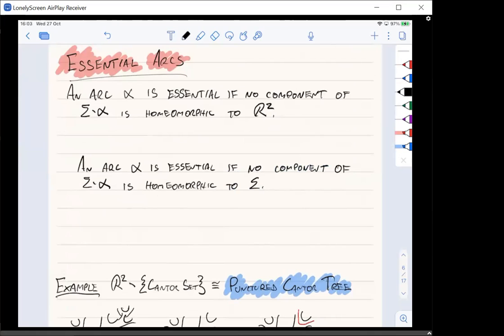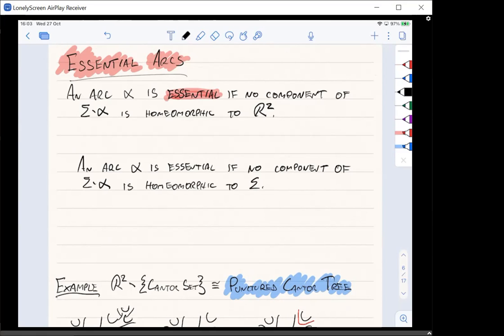An essential arc for finite type surfaces anyway, in fact for all surfaces, let's just say, an arc is essential if no component of its complement is homeomorphic to R2. That's a reasonable definition of essential. And these kinds of essential arcs are very useful for studying surfaces, from studying mapping class groups, from a geometric group theory point of view anyway. Essential arcs are the things you look at.